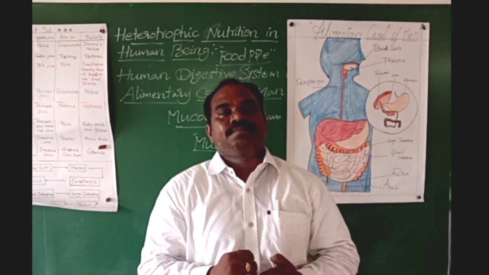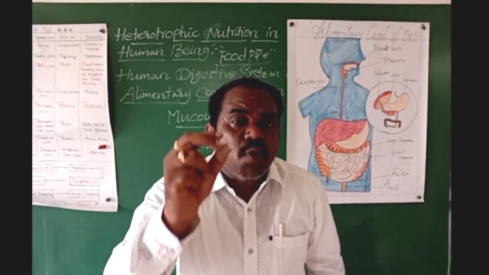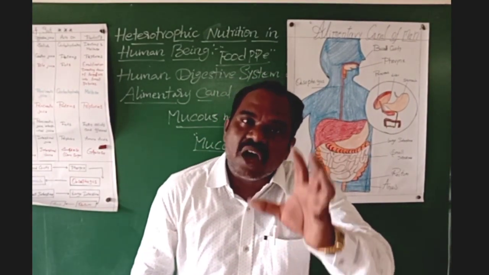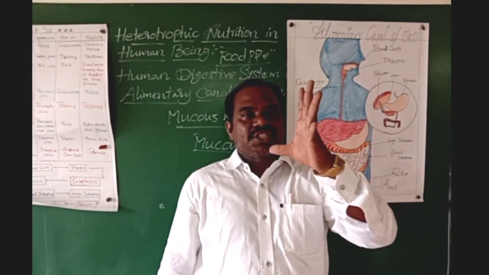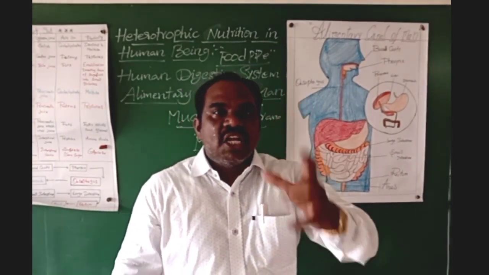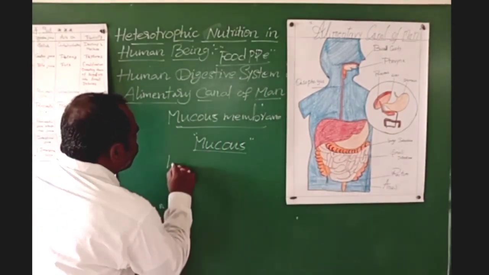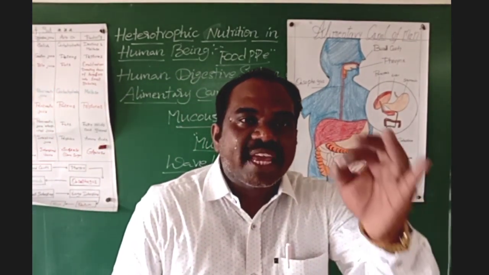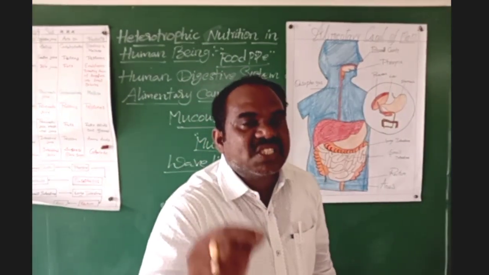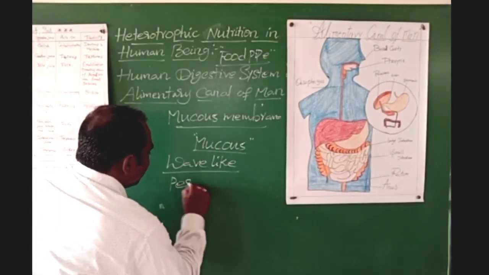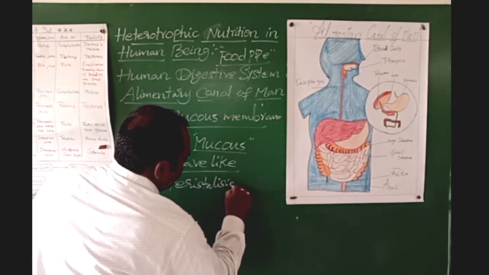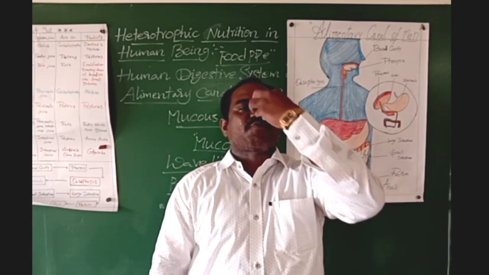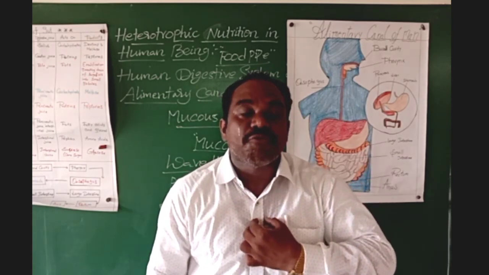Lubricating the food materials into the next part. And in the walls of the esophagus, muscles are present. These muscles continuously contract and relax. They produce wave-like movements. These wave-like movements are known as peristalsis movement.